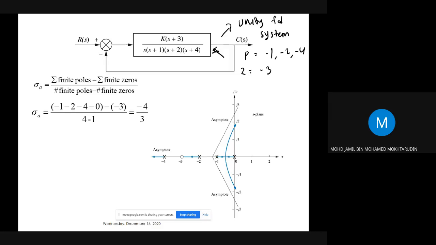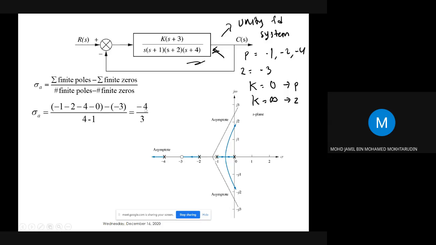For non-unity feedback, you need to simplify the transfer function first. After simplifying, you assume k equals 0 to get the poles and k equals infinity to get the zeros. Only for unity feedback can you use the forward transfer function directly to find the poles and zeros. Okay, so here, the sum of finite poles is -1 plus -2 plus -4, and the finite zero is -3.